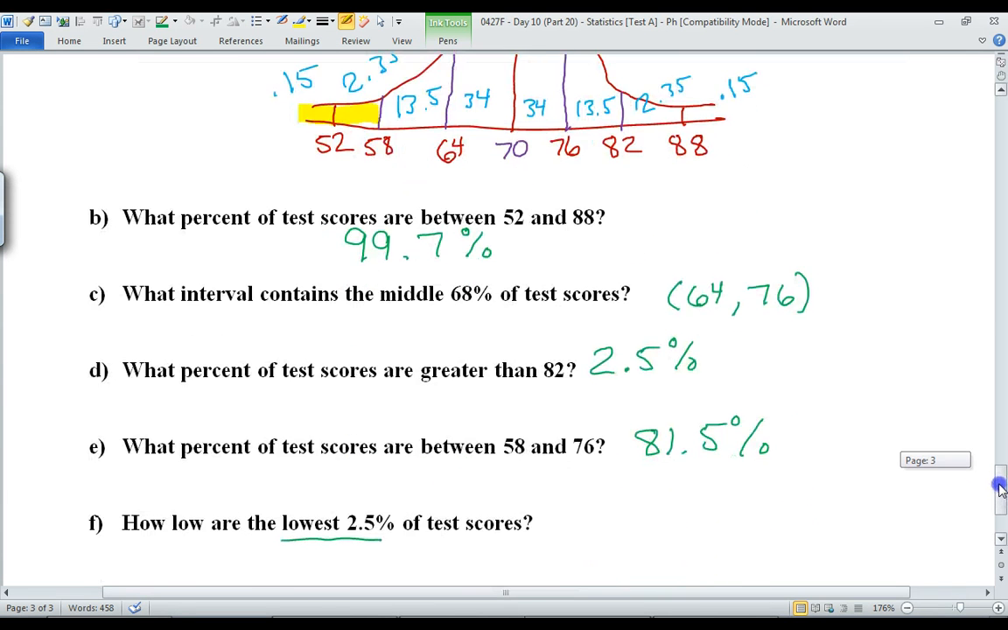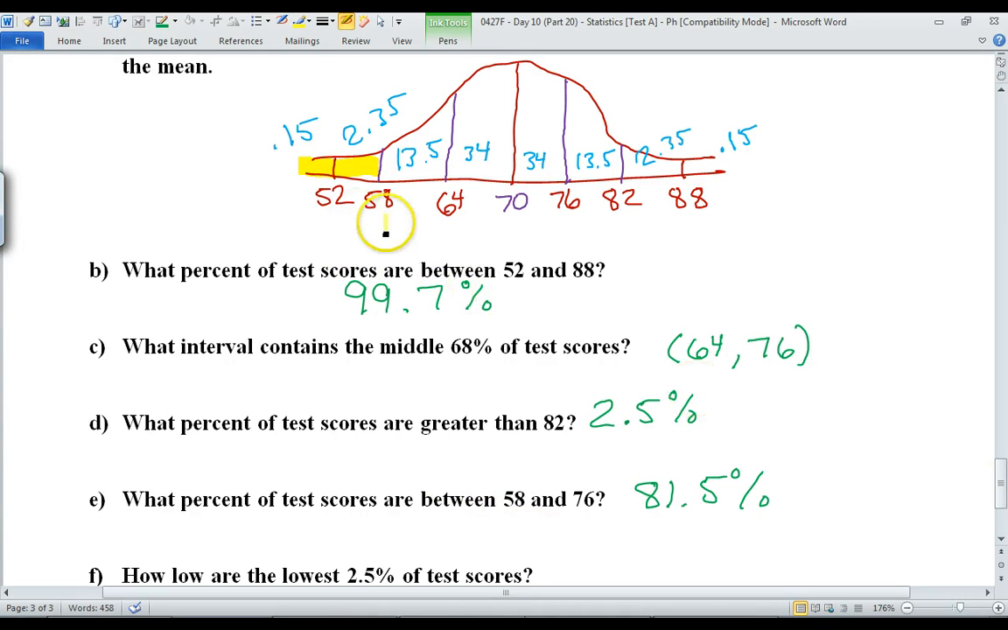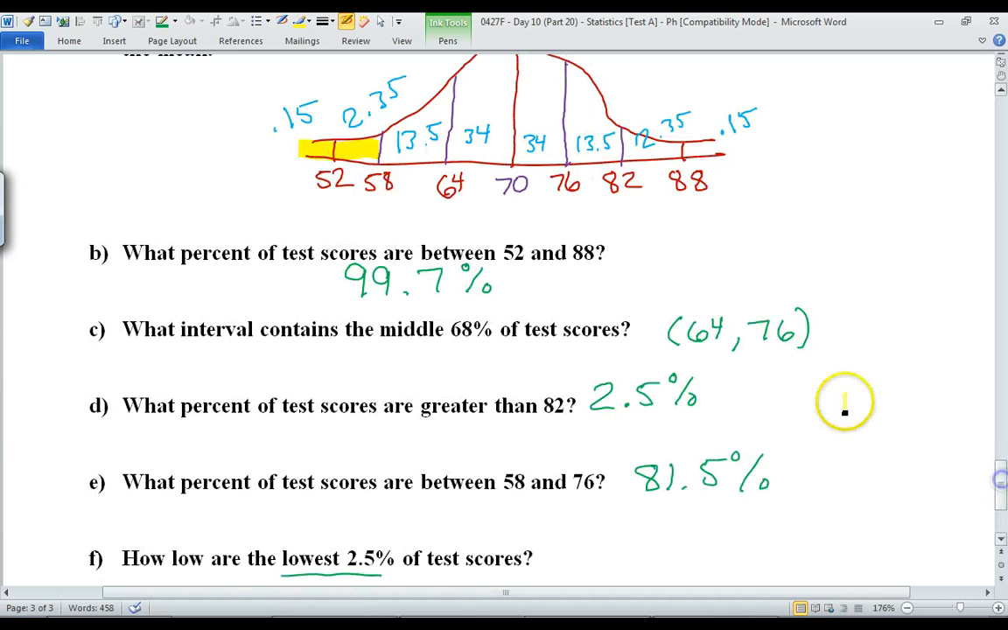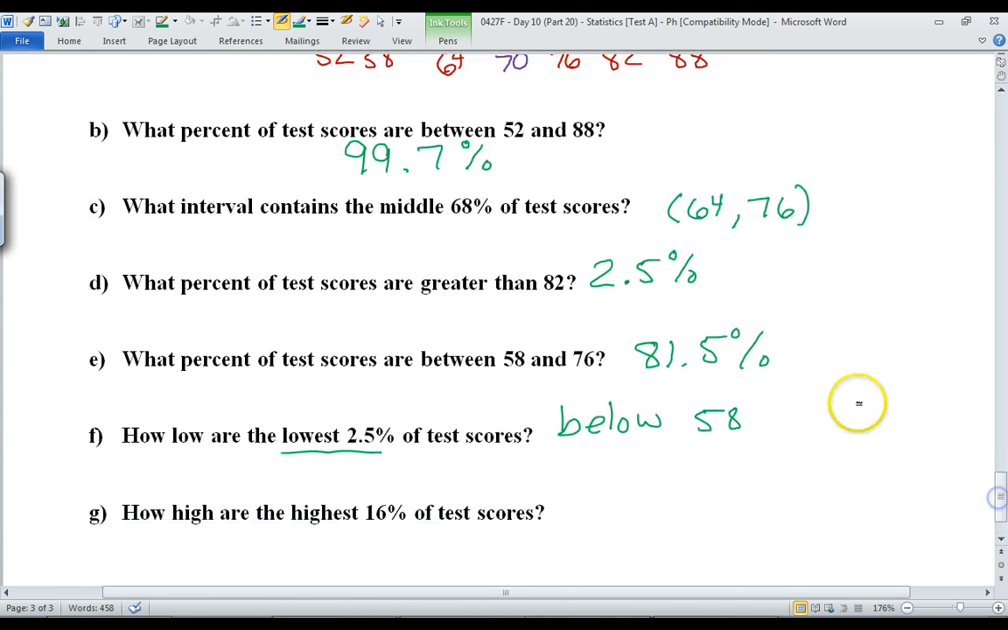So, how do I describe those numbers? Do I say, let's see, how low are the lowest 2.5%? Do I say that they are below 52? Are they between 52 and 58? What do I say? 58, right. If I want to say it in words, I would say less than 58 or below 58, something like that. If you want to say it as an interval, like we did before, below 58, you could write it as negative infinity to 58. I would accept either one of those. Obviously, on a multiple choice test, they could give it to you either way, so you'd be able to recognize it in either form. How high are the highest 16%?